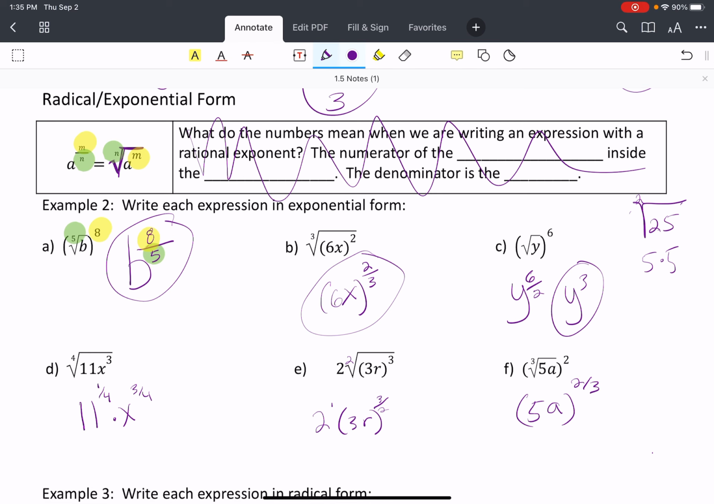Guys doing okay? Okay, we're going to go the opposite way now, and then we're done with Unit 1 stuff. You guys are doing a great job, okay? Let's go the opposite way now.